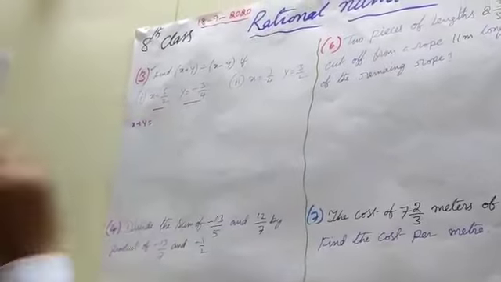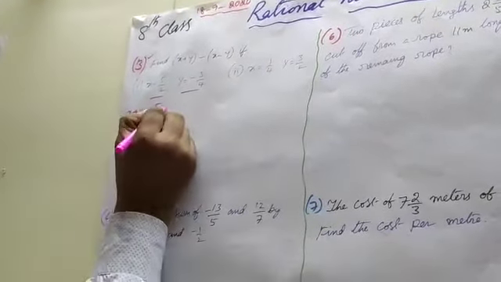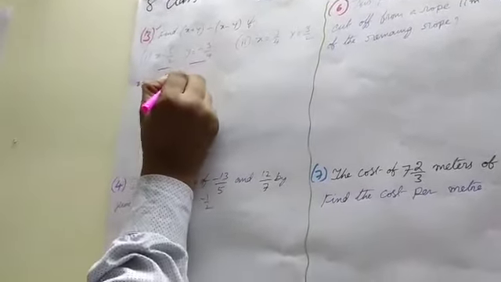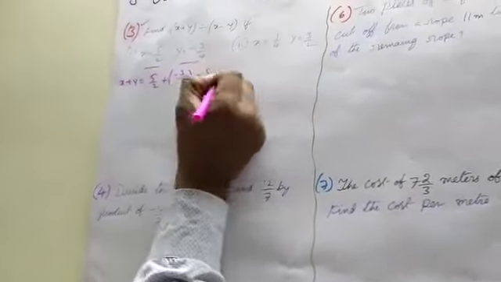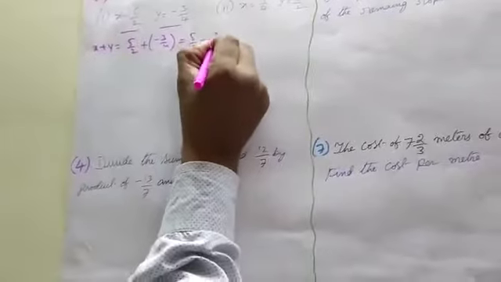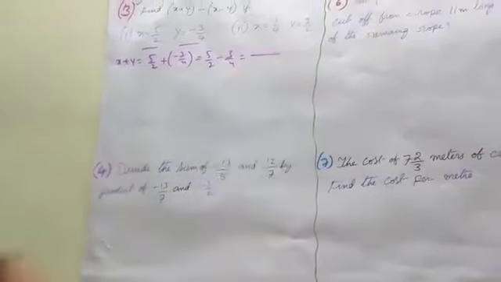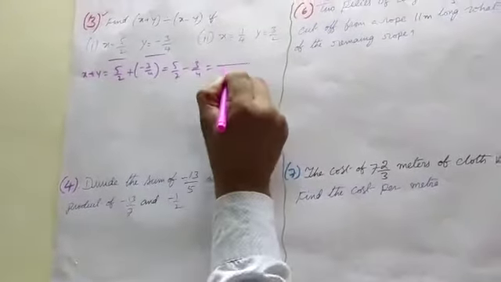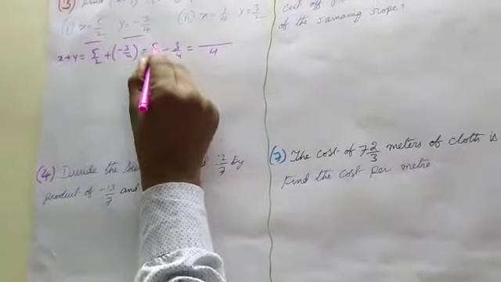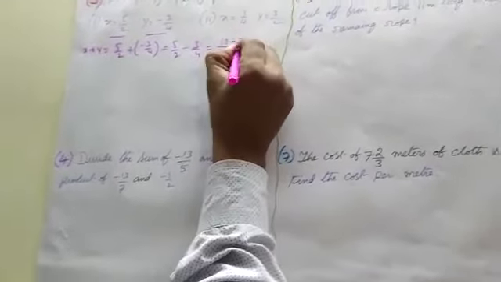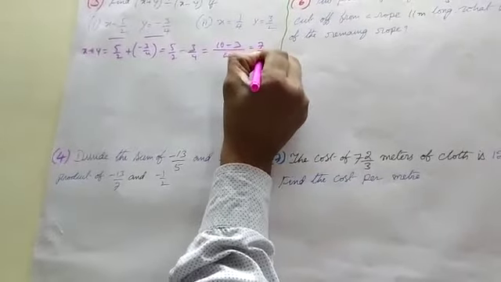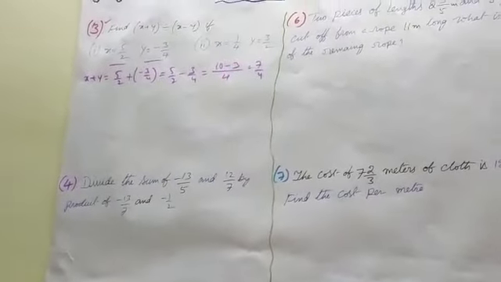Therefore, x plus y is equal to, what is the x value? 5 by 2, plus what is the y value? Minus 3 by 4. That means 5 by 2 plus into minus 3 by 4. What is the LCM? 2 comma 4. LCM means 4. 4 divided by 2 is 2, 2 into 5, 10. Minus 4 divided by 4 is 1, 1 into 3, 3. That means 7 by 4. x plus y is 7 by 4.